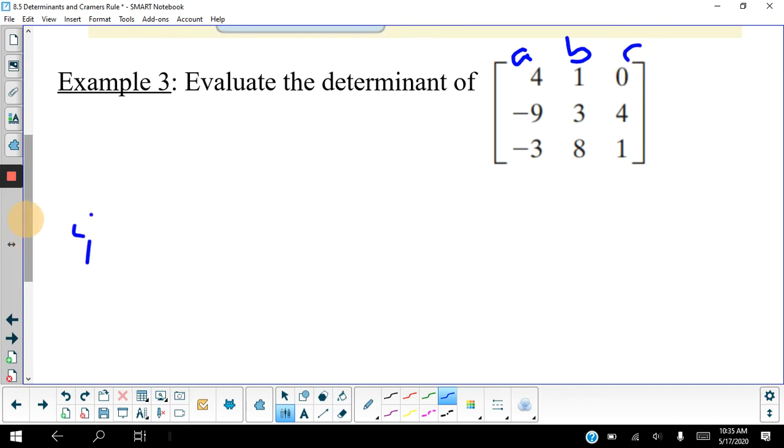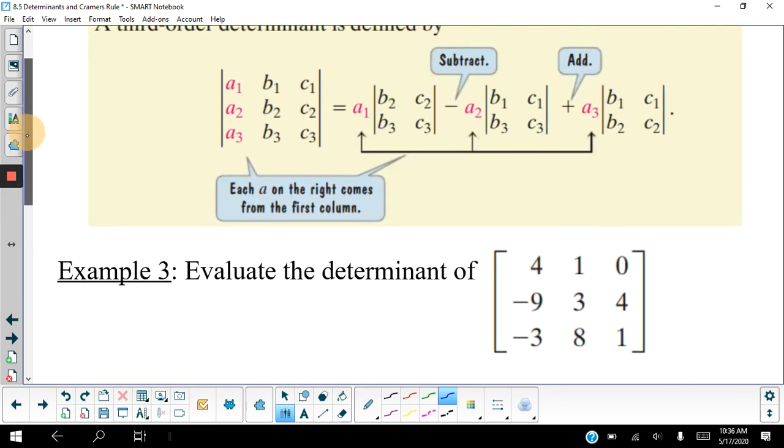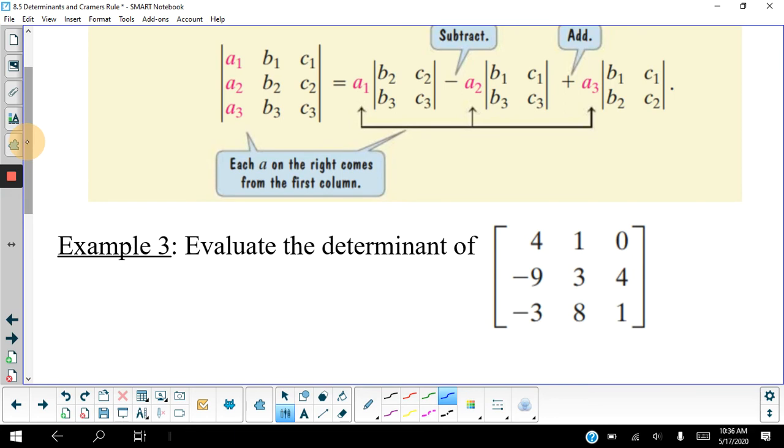Let me scroll up so we can see the... I bought this computer just for this purpose, and it is not easy to use in this sense. And there we go. Okay. Come on.